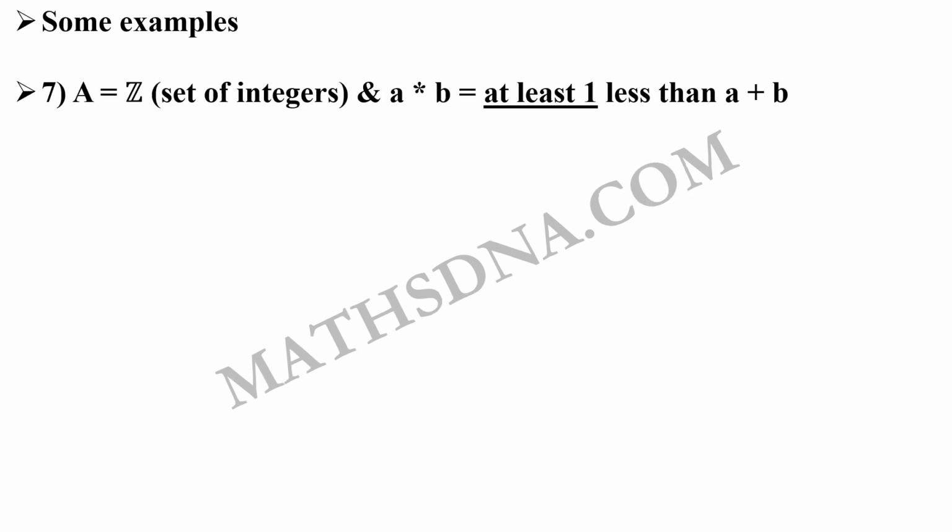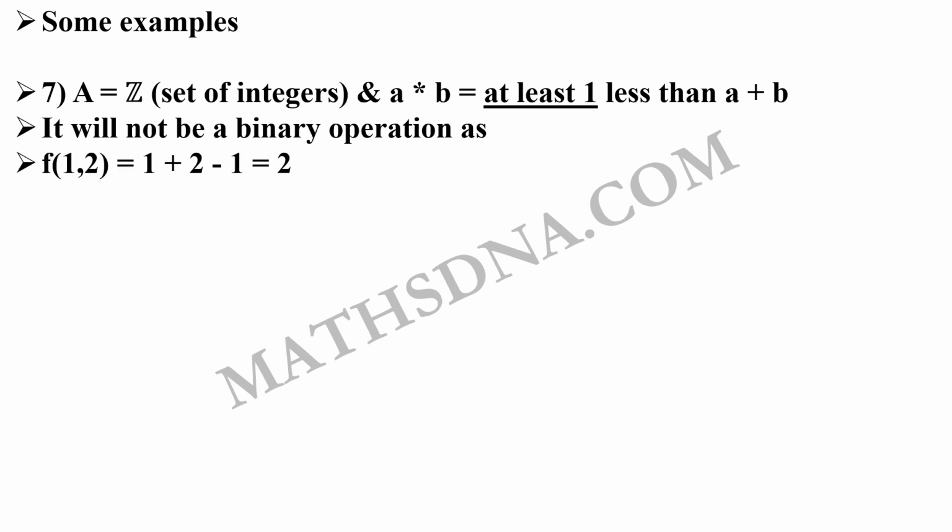Now the seventh example. Take A equals to Z, the set of integers, and A star B equals to at least 1 less than A plus B. This is my favorite example. A star B is defined as at least 1 less than A plus B. See, here the words "at least" play a very important role because it will not be a binary operation.